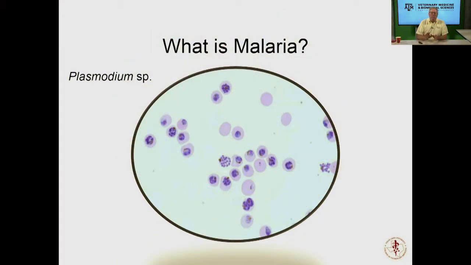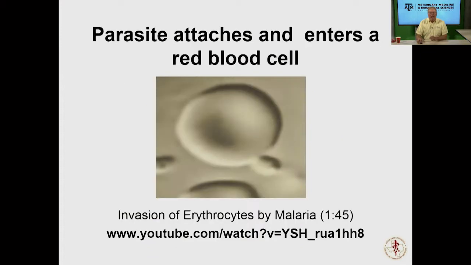So another picture of malaria. But what we have here is the name of the malaria organism is Plasmodium. And that's the genus name of it. And these Plasmodium parasites will attach and then enter into the red blood cell. And what we'll be looking at here is a little video of this happening.